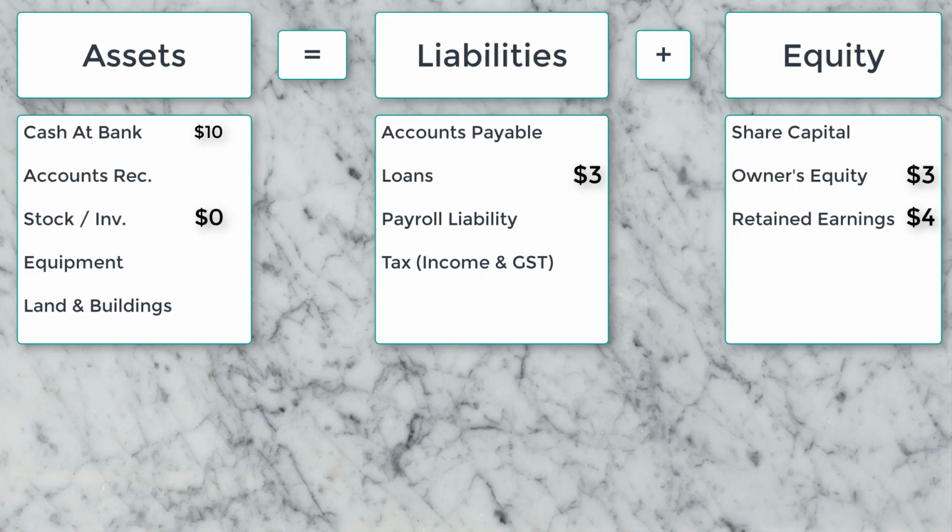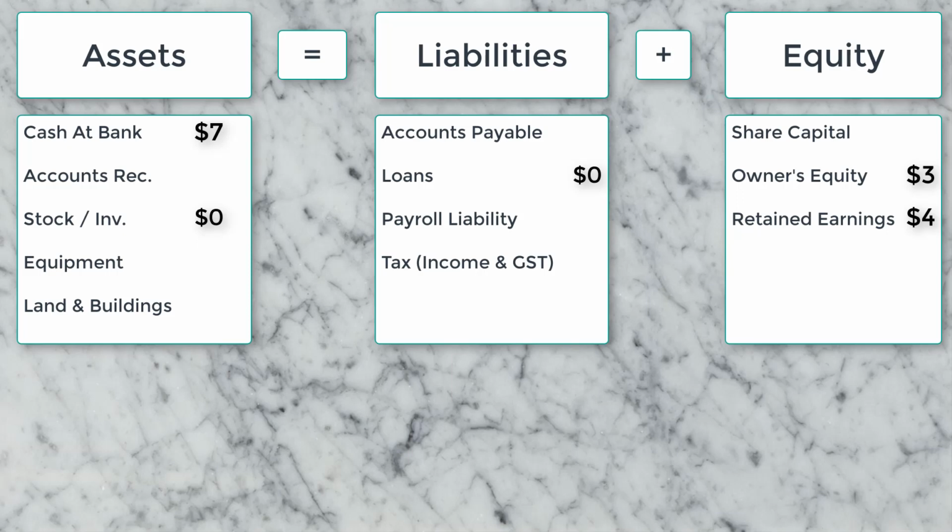Now, we could do a lot of other things with this to show how different transactions impact the balance sheet. For example, if she repaid the Bank of Dad, we would now have $7 in cash, $0 in loans and liabilities, $3 in owner's equity, and $4 in retained earnings.